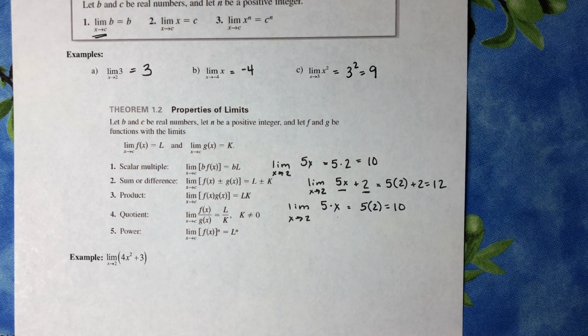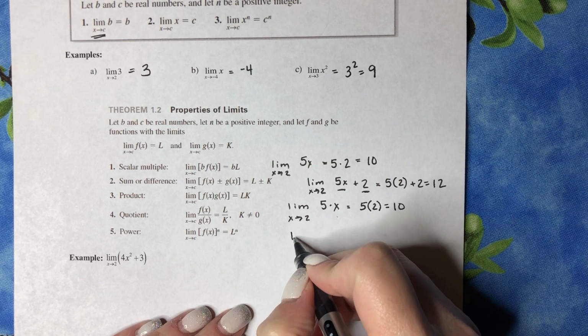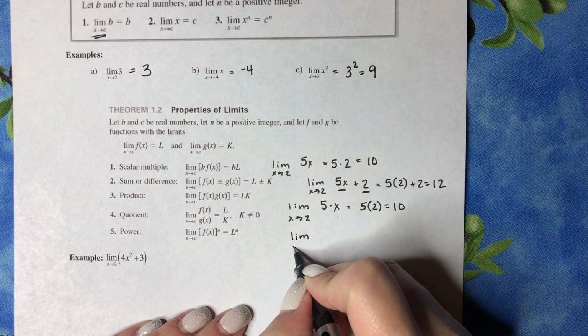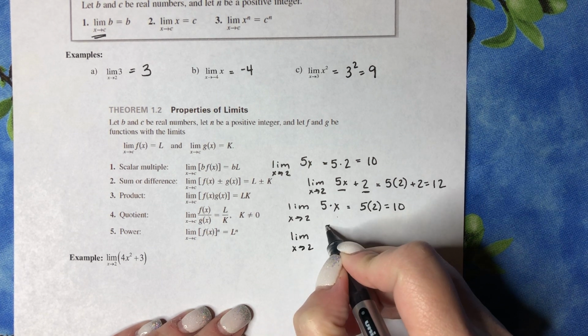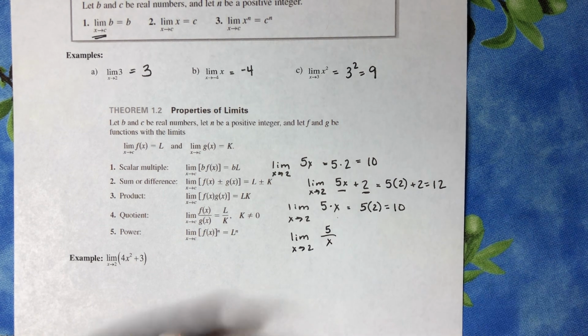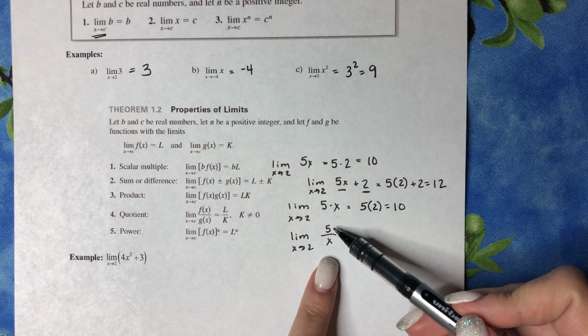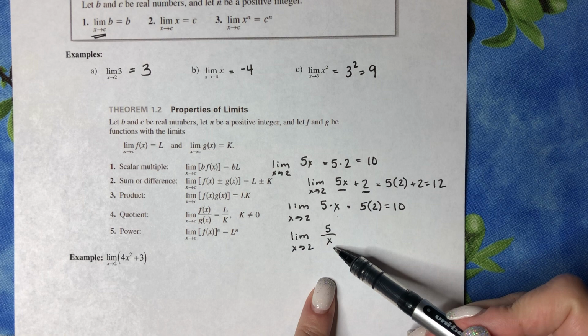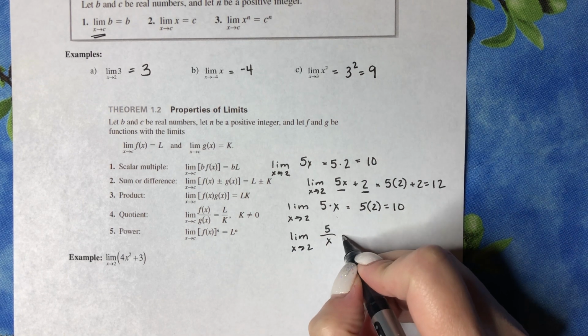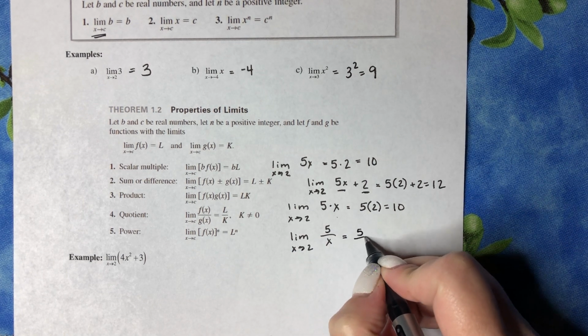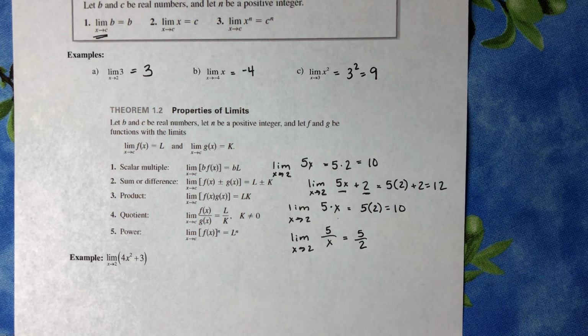It allows you to do things that are divided. So if I were to do that, it'd be the limit as x approaches 2 of 5 divided by x. If you want, you can do the limit of 5 and then find the limit of the x. But again, I just really feel like substitution is really just the best approach on that.